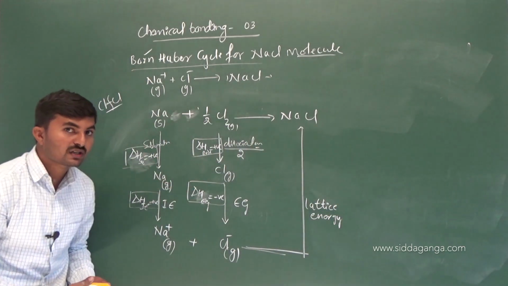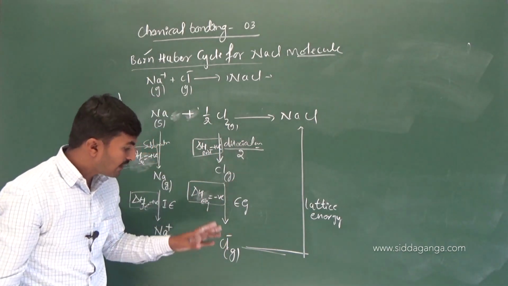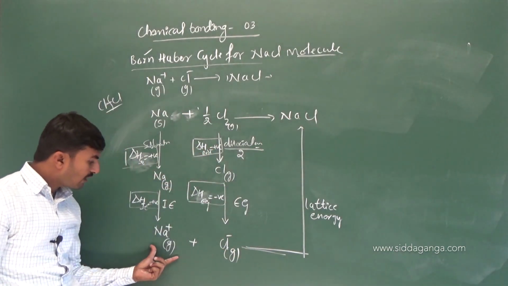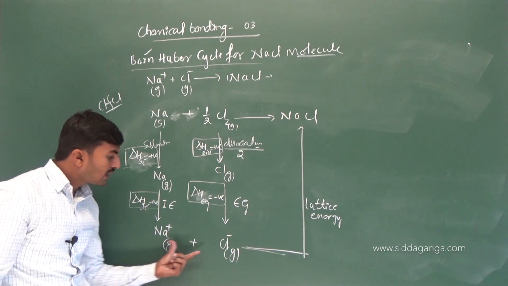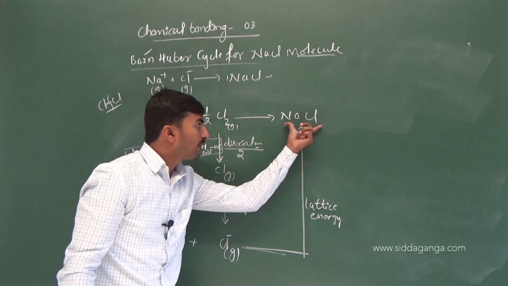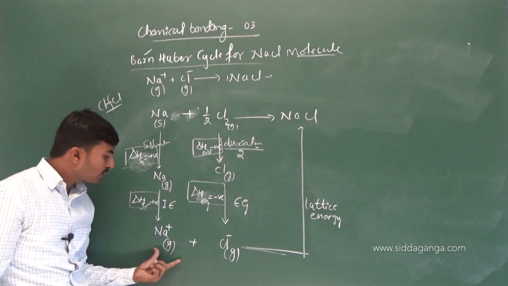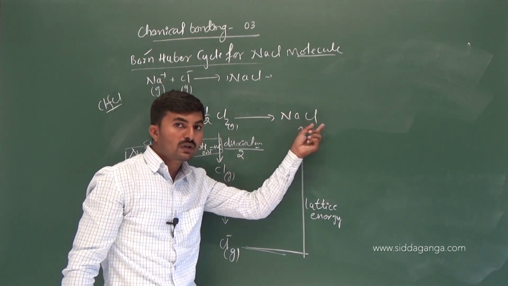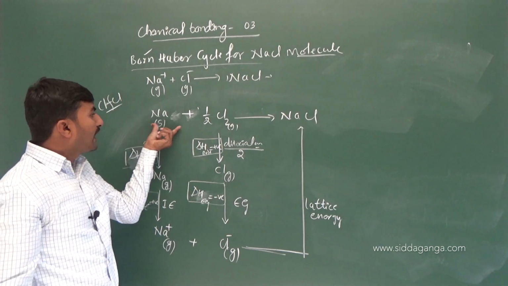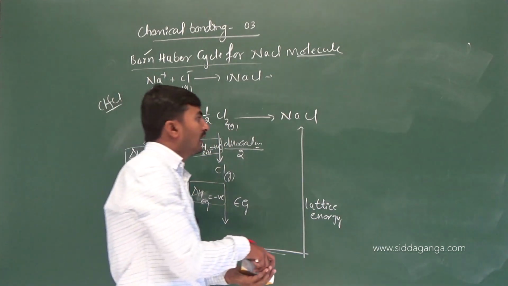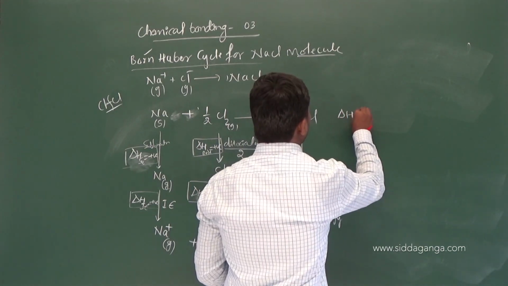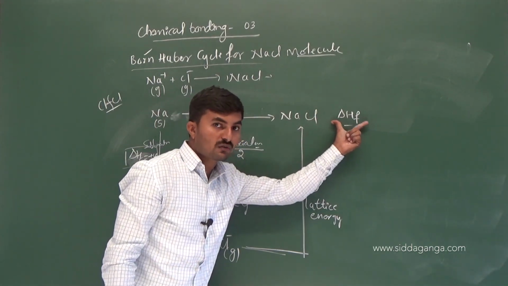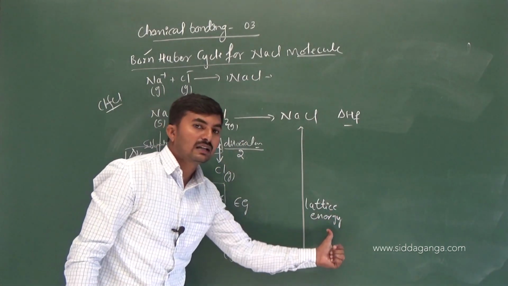Why is this called lattice energy? Just remember the definition of lattice energy: 1 mole of ionic compound is formed by the combination of gaseous ions. If the same 1 mole of ionic compound is formed by the combination of elements in their pure state, then what is it? It is the enthalpy of formation, delta H f. This equation represents the enthalpy of formation, whereas that equation represents the lattice energy.